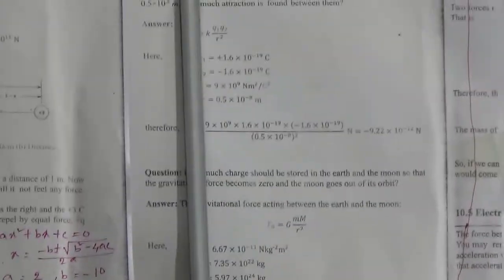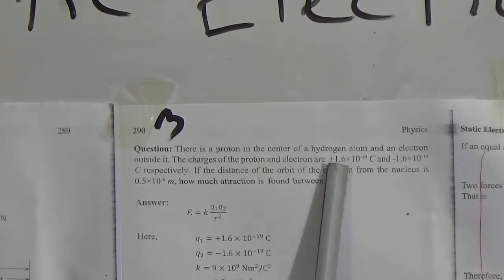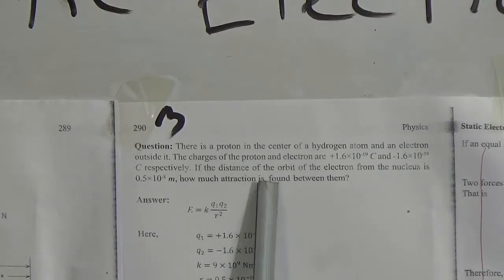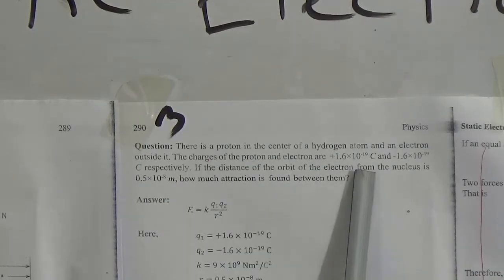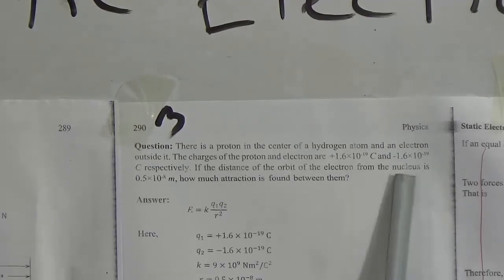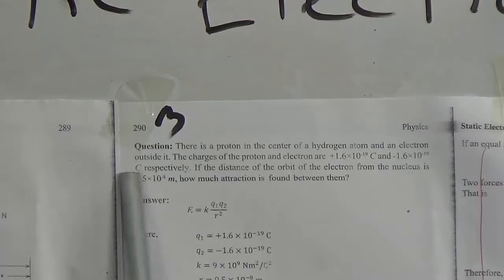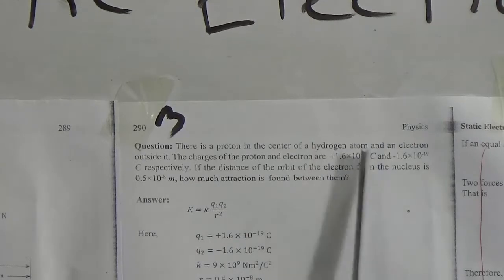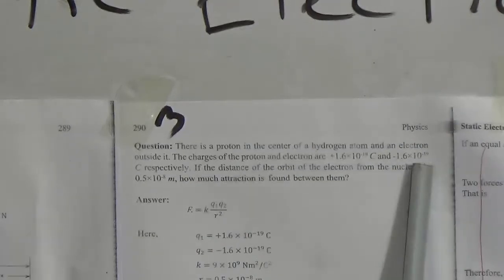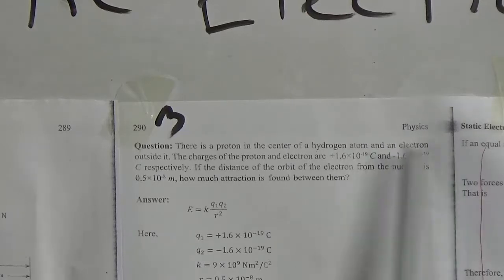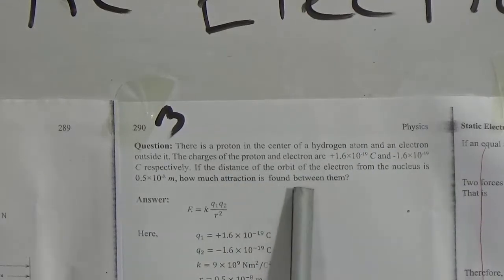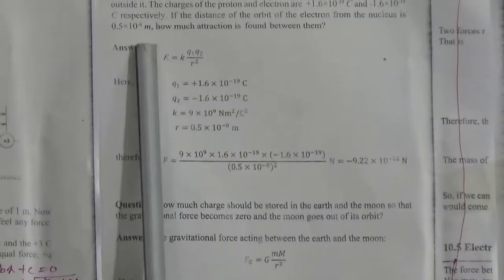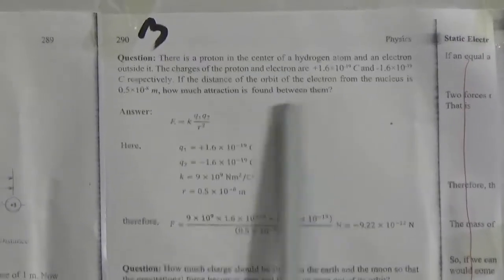There is a proton in the center of a hydrogen atom and an electron outside it. The charge of the proton is plus 1.6 into 10 to the power minus 19 Coulomb, and the charge of the electron is minus 1.6 into 10 to the power minus 19 Coulomb. If the distance of the orbit of the electron from the nucleus is 0.05 into 10 to the power minus 8 meter, how much attraction is found between them?